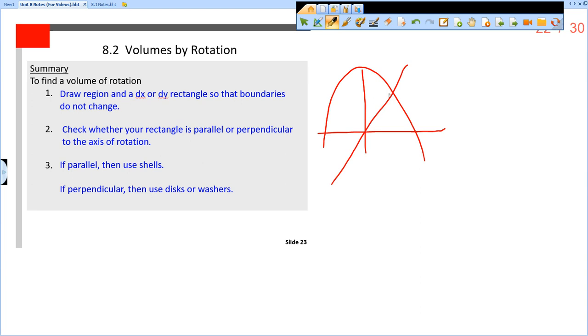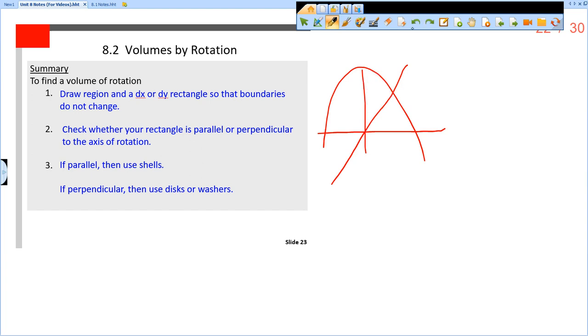Now, if I want this region right here, it makes the most sense for me to use a dx, because if I move the dx right and left, the upper boundary is always this curve and the lower boundary is always that line. However, if I were to choose a dy, I would need two separate integrals because of this point right here, where the right-hand boundary would be the curve up here and then the line down here. So that's what I mean when I say choose so that the boundaries do not change.